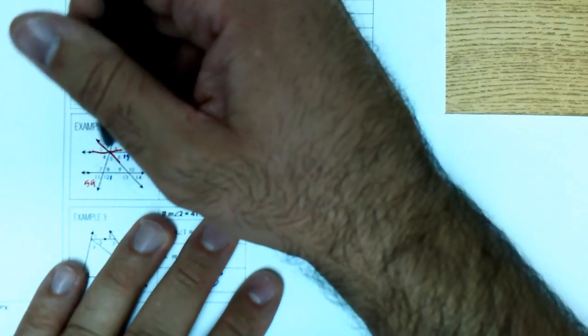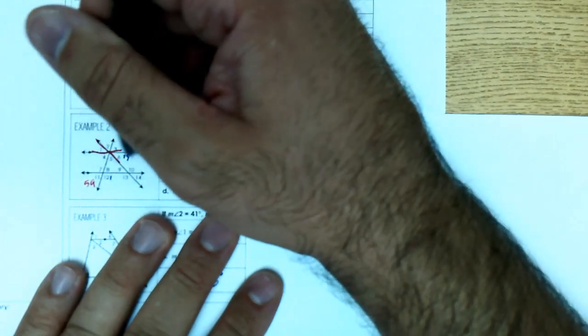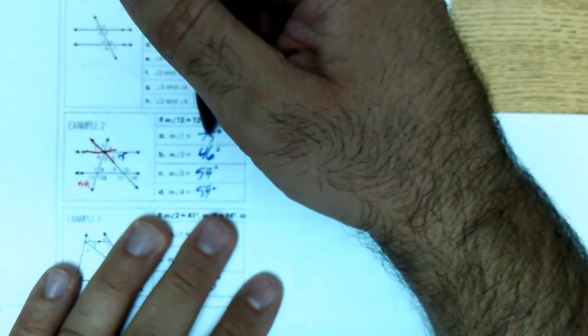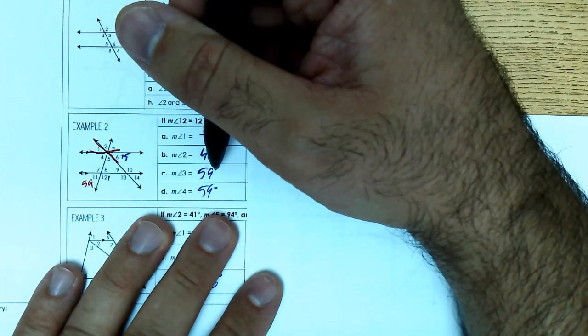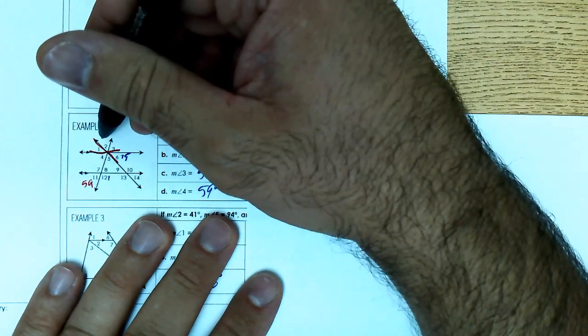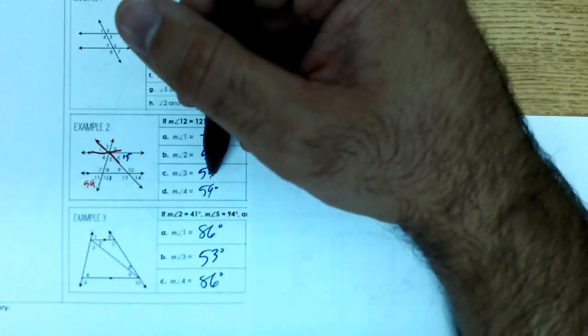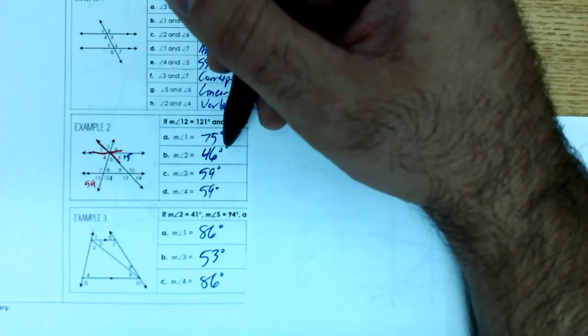That's how we can come back up here with 1, 2, and 3. That forms a straight line. That's 180 degrees. We know angle 1 is 75. We know angle 3 is 59. So that means angle 2 is going to be 180 minus 75, minus 59. That's how we get 46.